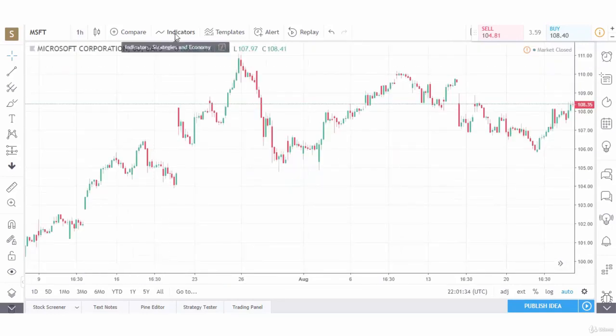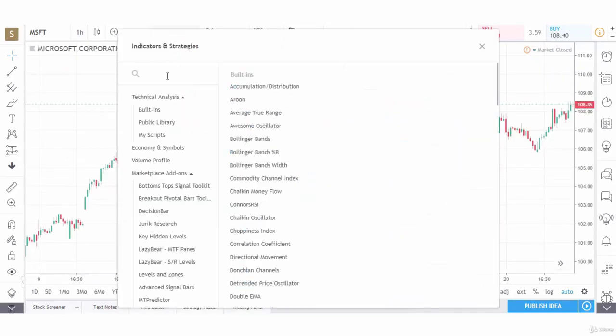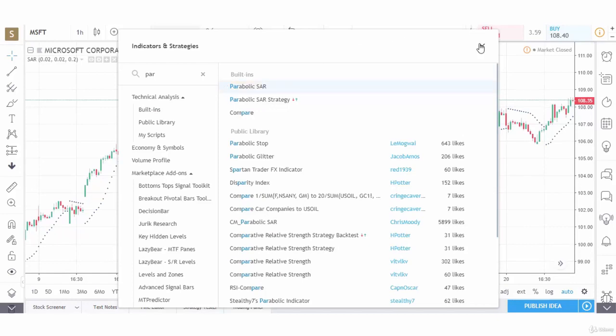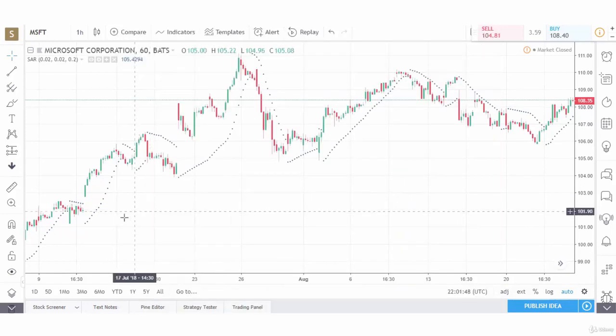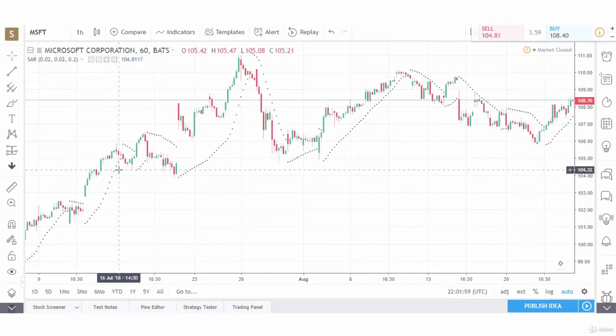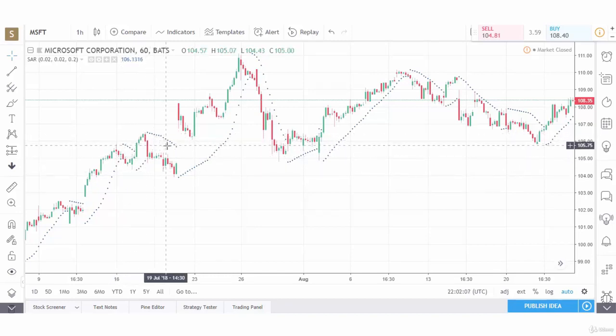And at the top, we're going to click on indicators. We're going to type in PAR. We see the parabolic SAR here. Click that. Close this box. And we see the parabolic SAR as the stock is moving up. You can see the dots are underneath of the price. And then as there are pullbacks in the stock, you'll see the dots shift to above the price.